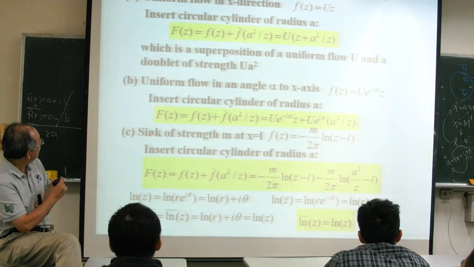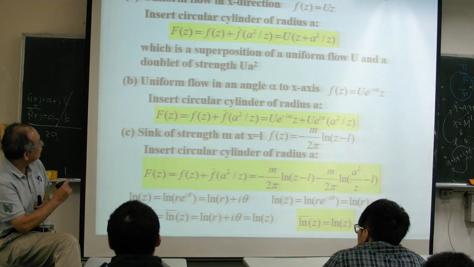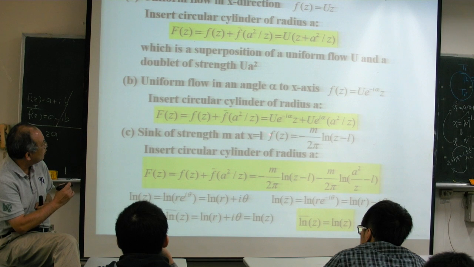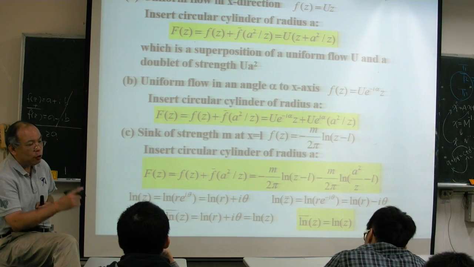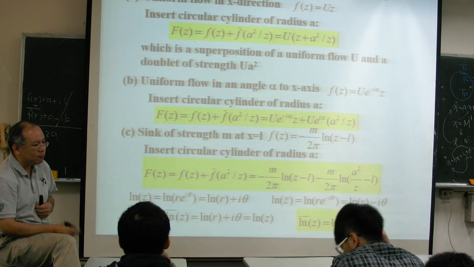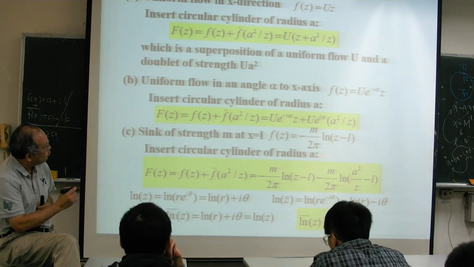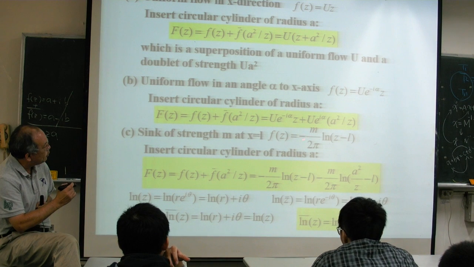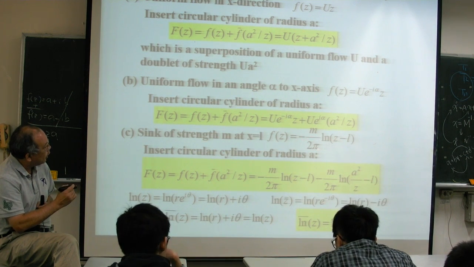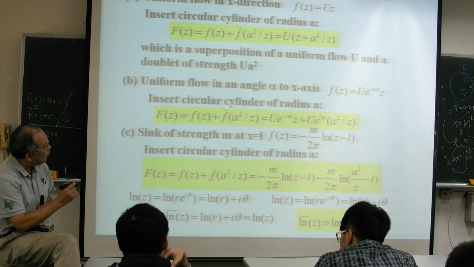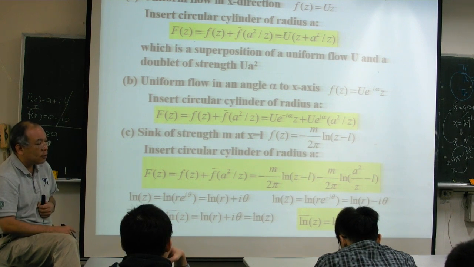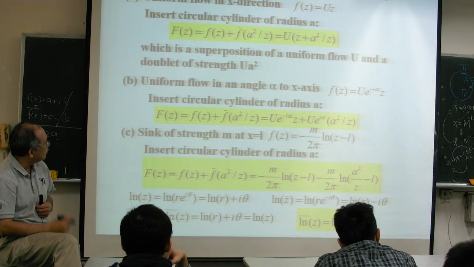Finally, if you have a sink at z equal to L, a simple sink flow at this location, our complex potential will be like this. Right? Here m represents the sink strength, m over, natural log of z minus L.